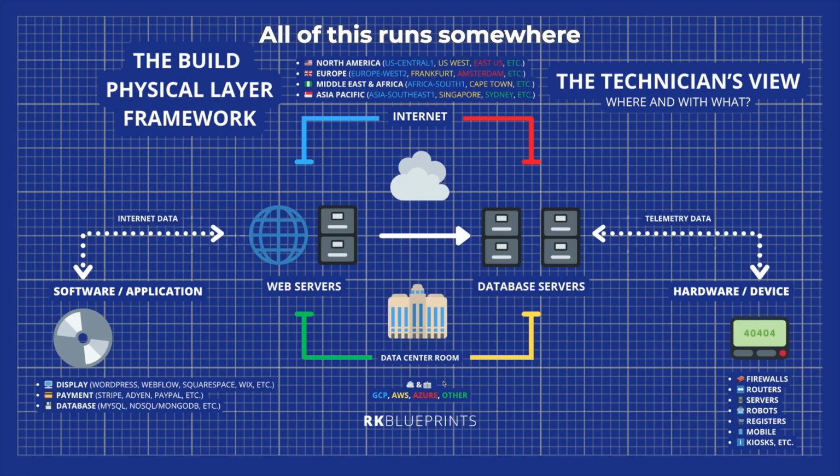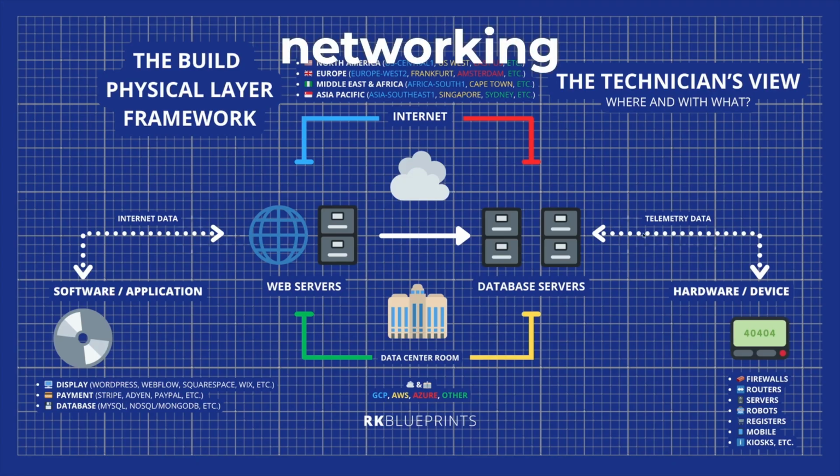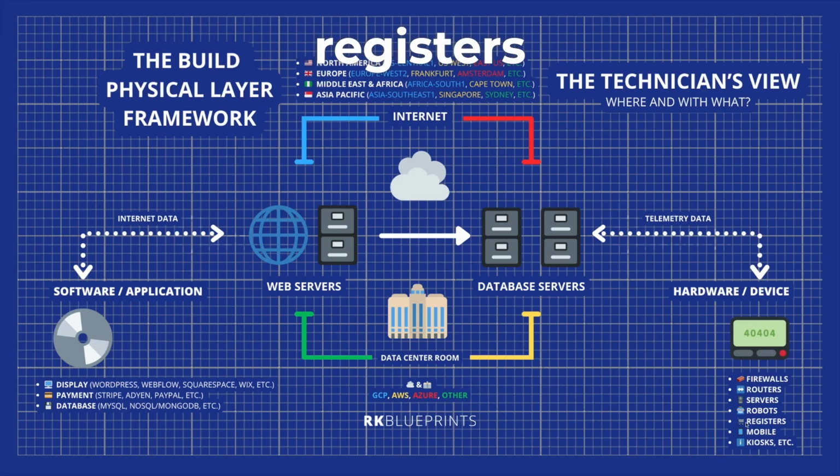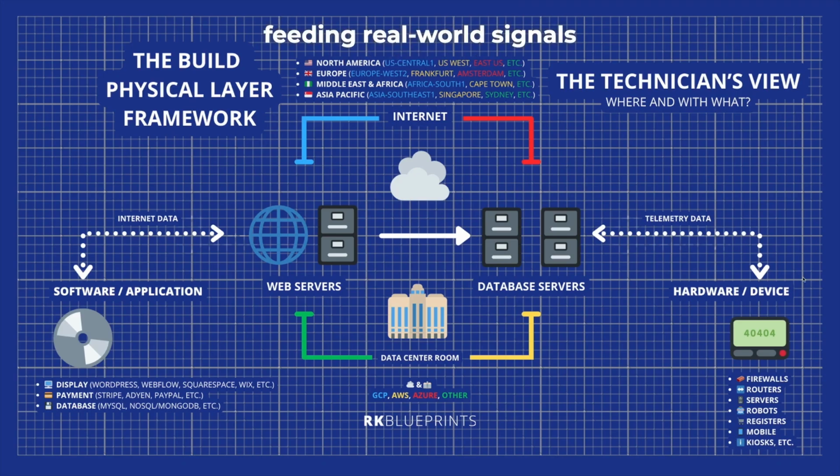All of this runs somewhere, in a data center or cloud environment like AWS, Azure, or GCP, Google Cloud Platform. This layer defines compute, storage, networking, and availability, the physical foundation. On the other side, we have hardware and devices: kiosks, registers, robots, mobile devices. They generate telemetry data, feeding real-world signals back into the system. So, physical architecture is about making logical decisions executable. It's not theory. It's cables, servers, regions, and environments. This is where architecture meets reality.